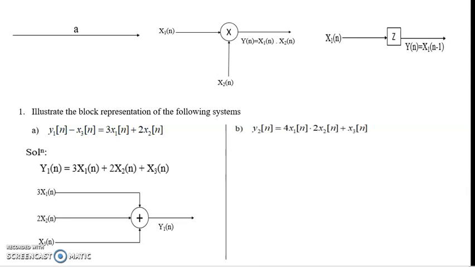Now move to question 1b. This is almost the same question that we solved just now, but here's a bit of difference. In question 1b, there are different input signals, 4x1 of n, 2x2 of n, and x3 of n, which are combined to form the output signal y2 of n. However, 4x1 of n and 2x2 of n are multiplied by each other and then added to x3 of n. So we can represent this difference equation of the filter like this.